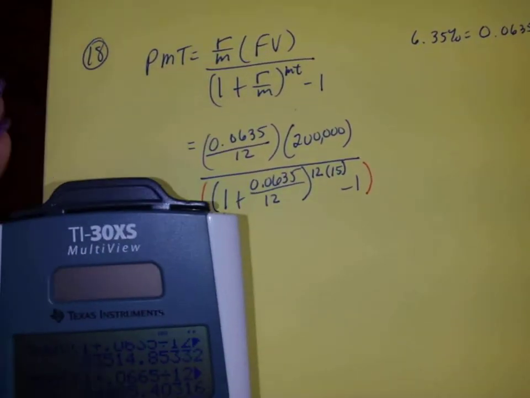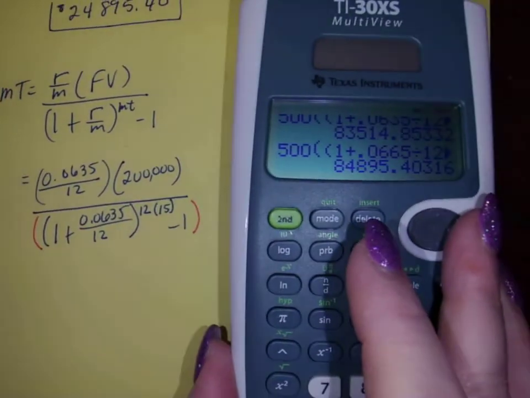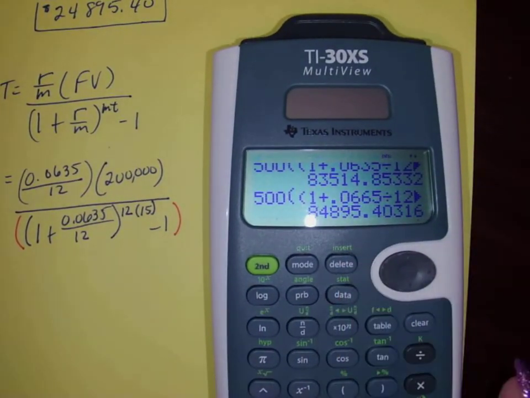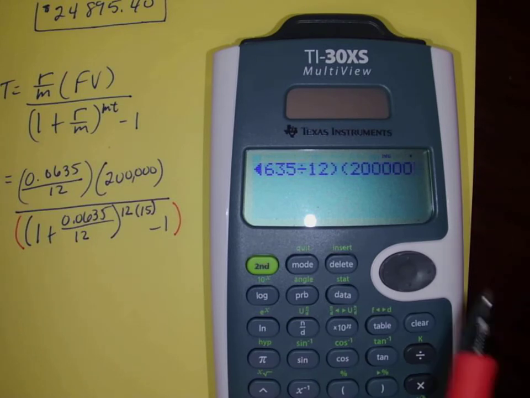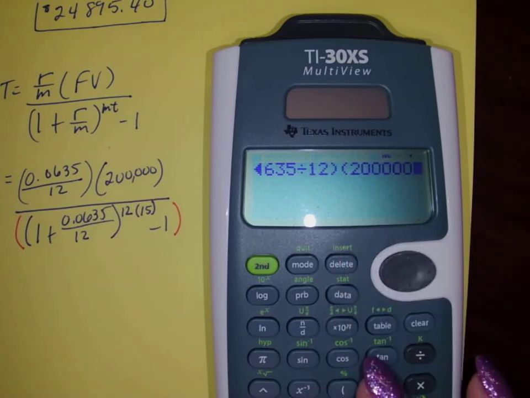All right, so let's see if I can get this in the screen so you can see it pop in. So we've got parenthesis 0.0635 divided by 12 times 200,000. Make sure you get all your zeros in there.